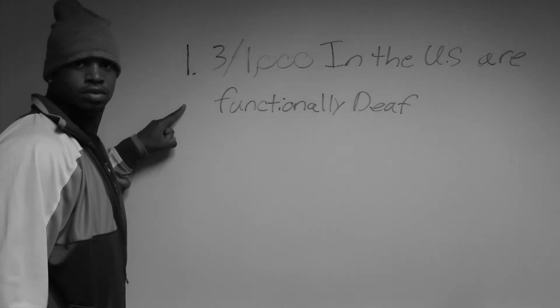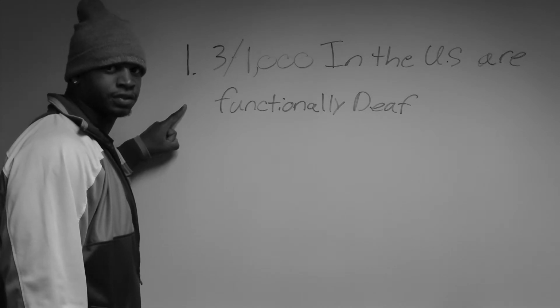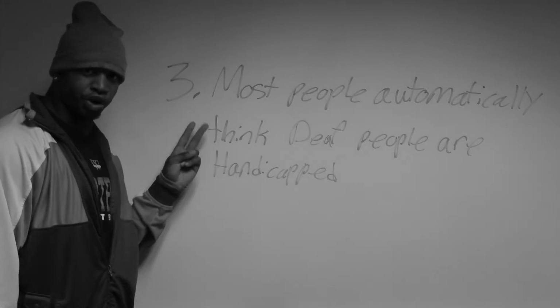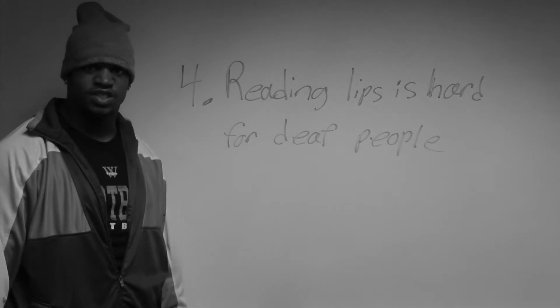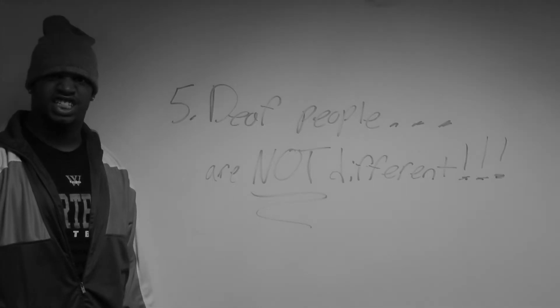So what have we learned today, class? Number 1, 3 out of every 1,000 people in the US are functionally deaf. Number 2, most people don't know how to respond to things that are not normal. 3, deaf people are handicapped. Not true. Number 4, reading lips is hard, even for deaf people. And finally, number 5, deaf people are not different, so don't treat them different. They don't like it. People need a job. Those people can be deaf.